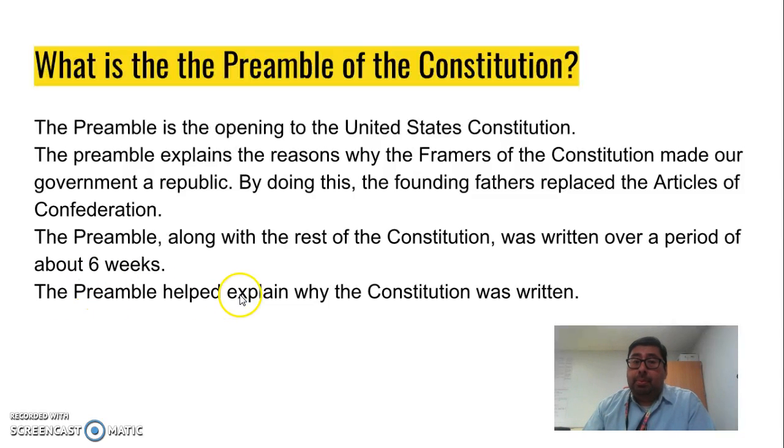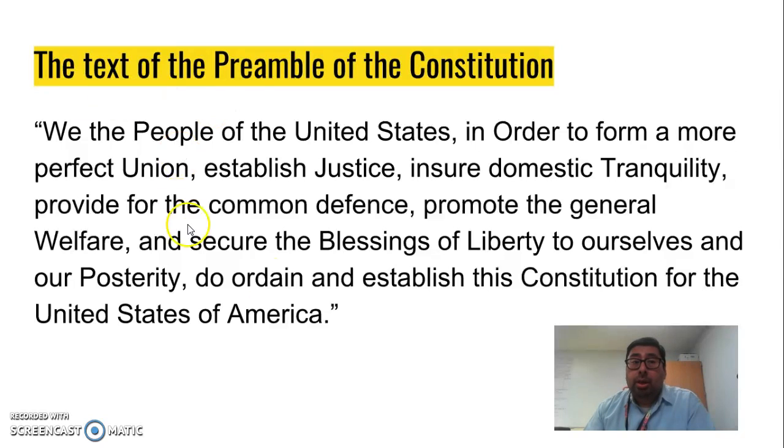Okay, and the preamble helps explain why the Constitution was written. So it gives us the reason why it was written. So here it is. Here's the preamble. Okay, it's one paragraph, and it states this: "We, the people of the United States, in order to form a more perfect union, establish justice, ensure domestic tranquility, provide for the common defense, promote the general welfare, and secure the blessings of liberty to ourselves and our posterity, do ordain and establish this Constitution for the United States of America."